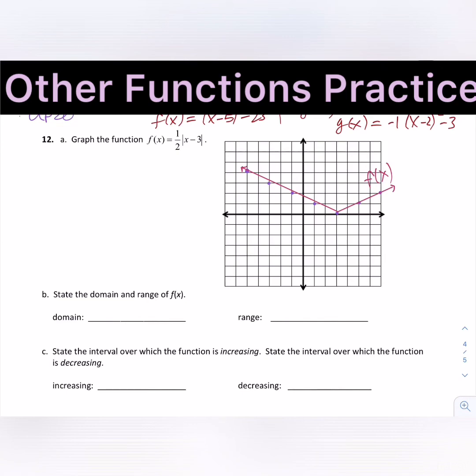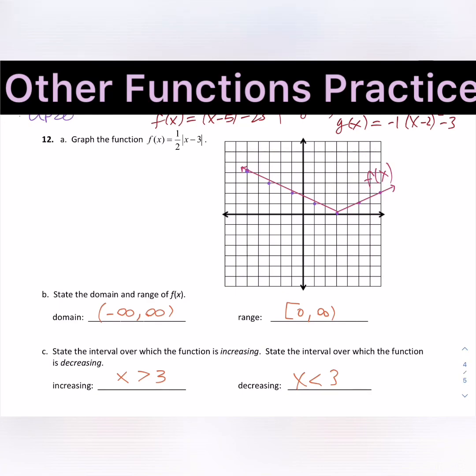Well, the domain of absolute value functions is all real numbers. So we have -infinity to infinity. And the range, well, there was no shift up or down, so it starts at 0, and then it goes forever up. The interval for where this is increasing is once it hits the vertex 3, 0, it starts to increase. So it's increasing when x is greater than 3. And it's decreasing when x is less than 3.